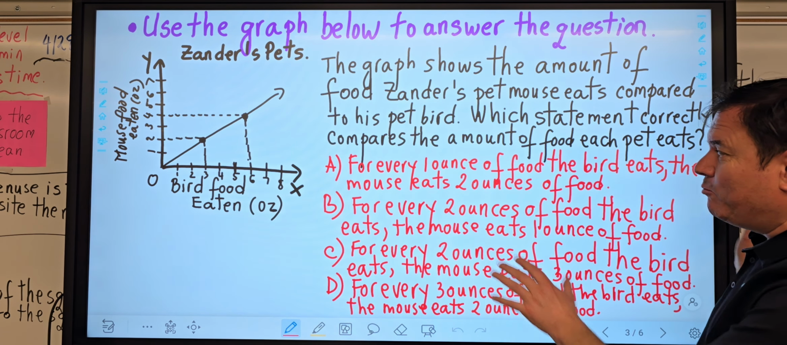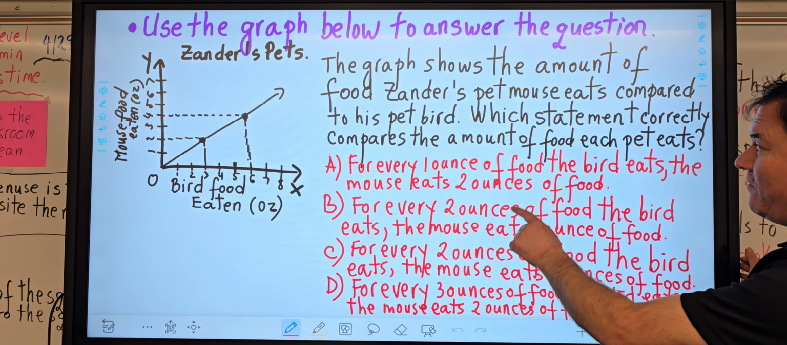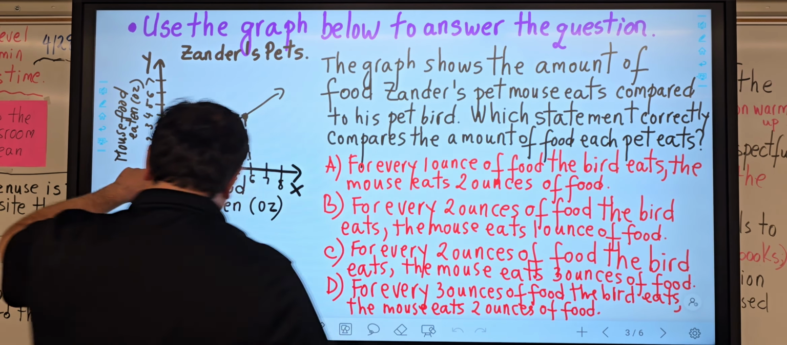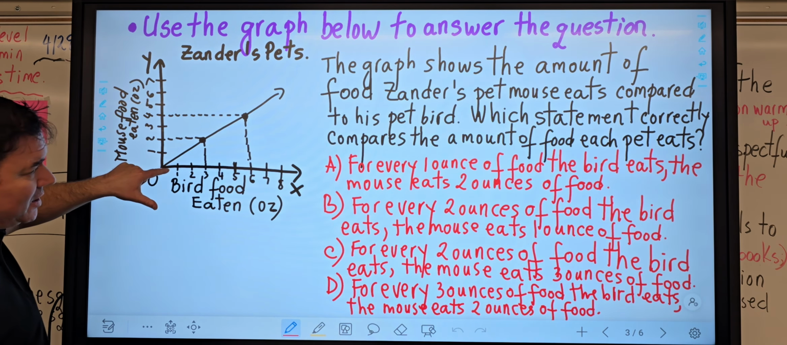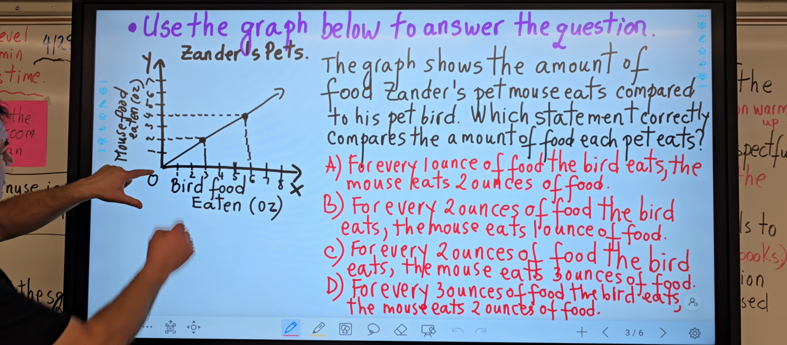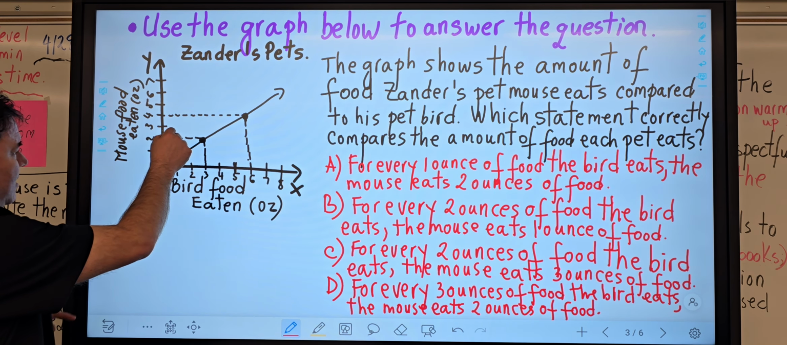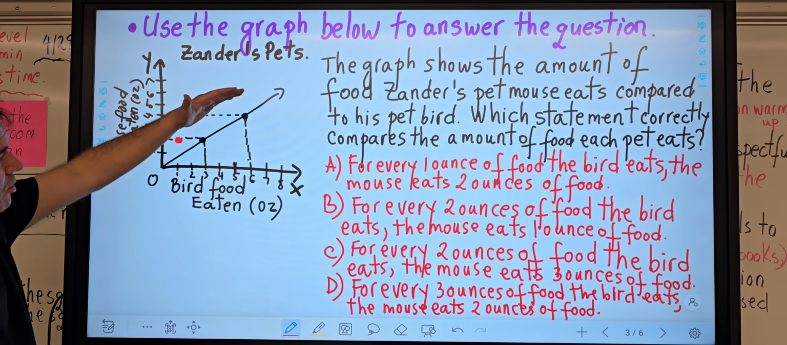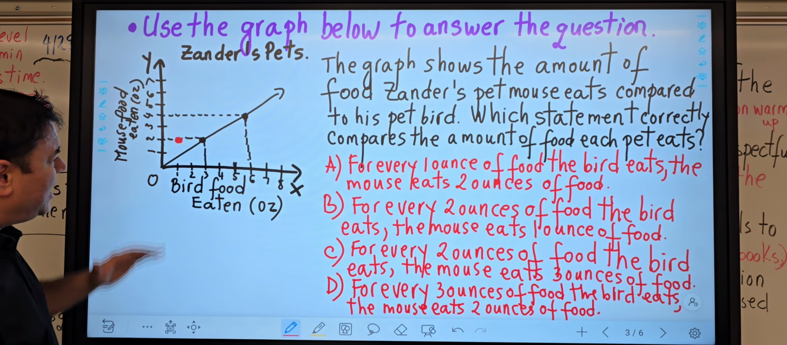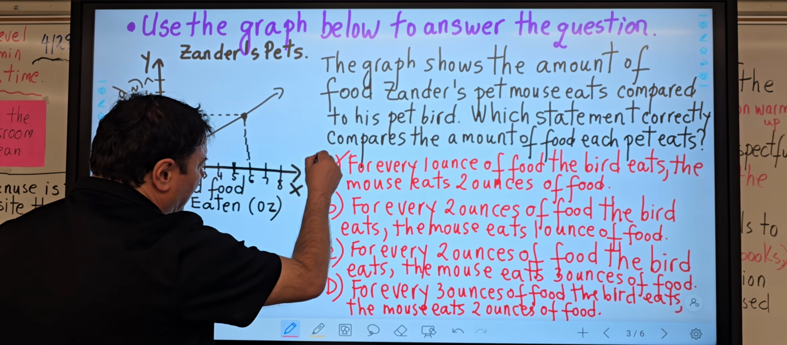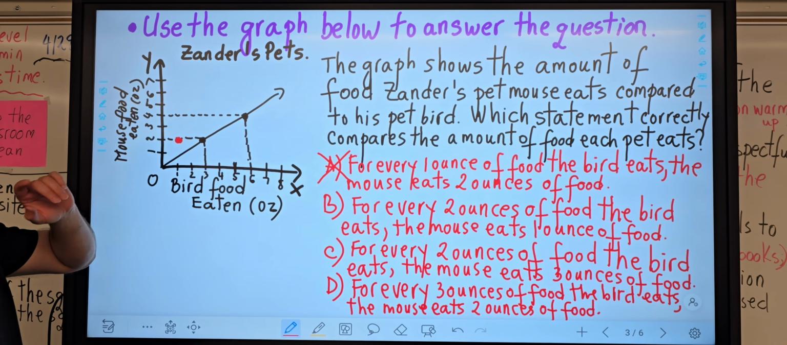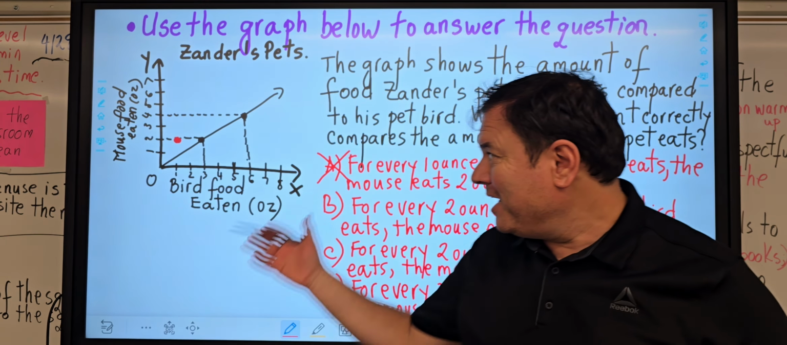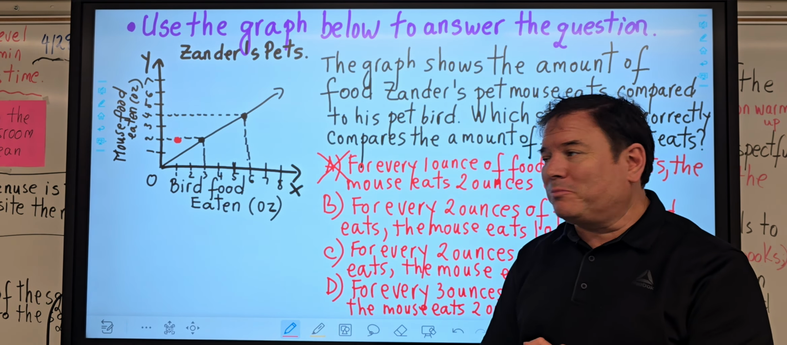Let's take a look at A, multiple choice answers. For every 1 ounce of food the bird eats, the mouse eats 2 ounces. So the mouse is 2 ounces, and this is coming right there, and obviously it is not on our line. So this cannot be the answer. Okay, A cannot be the answer because that dot does not fall on the line of the graph that is given to us in the problem.